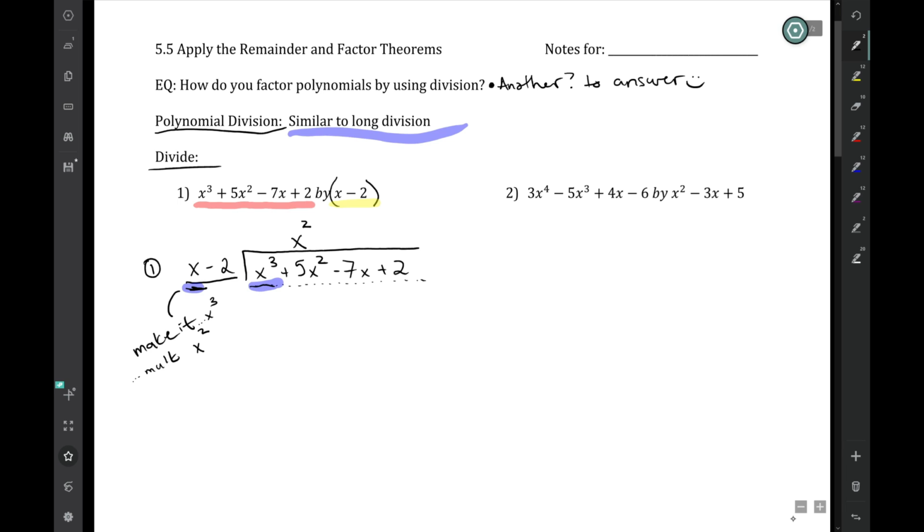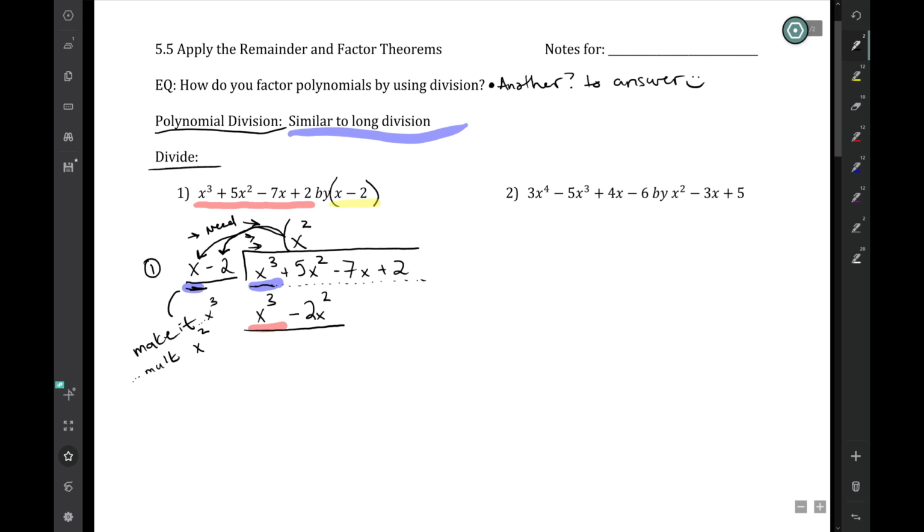So this is what you need to multiply by. I need an x squared. Now what's going to happen? If we multiply this x squared to the x, you're left with x to the third. Again, this is what we wanted. Also, you're going to multiply it to the negative 2. So this is going to be negative 2x squared.